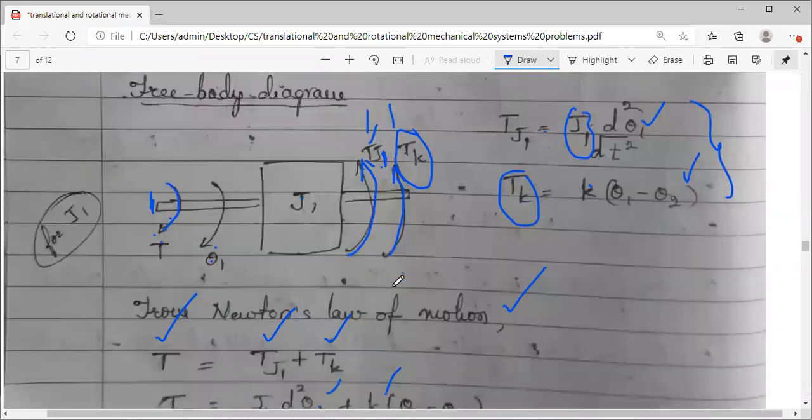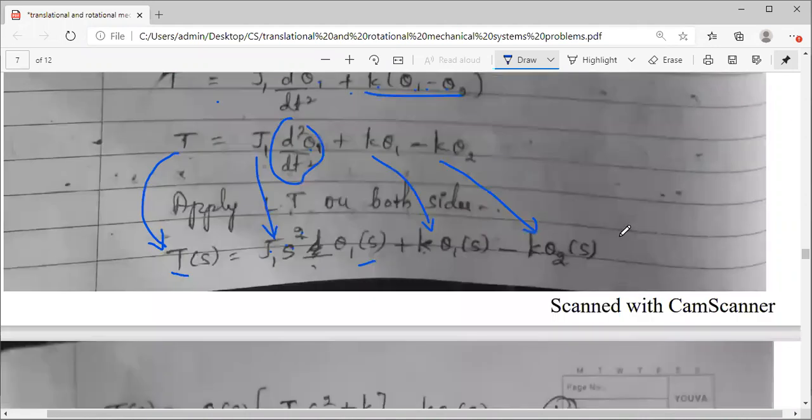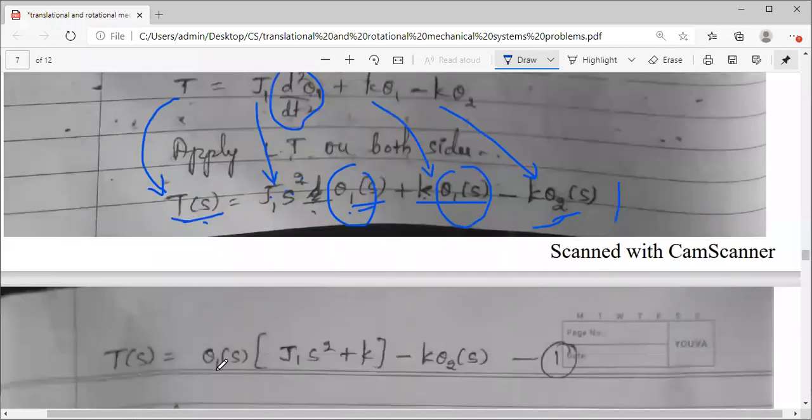Okay, so for that, okay, we are now here. You have t here, you have theta 1, you have theta 2. I want the ratio theta 2 by t. But theta 1 is one additional term here. So let's see how we can eliminate that. For time being, what you do, take theta 1 common. So if I take theta 1 common, J1 s square plus k, remaining terms minus k theta 2 s. Okay, यहाँ पे t है, यहाँ पे theta 2 है.